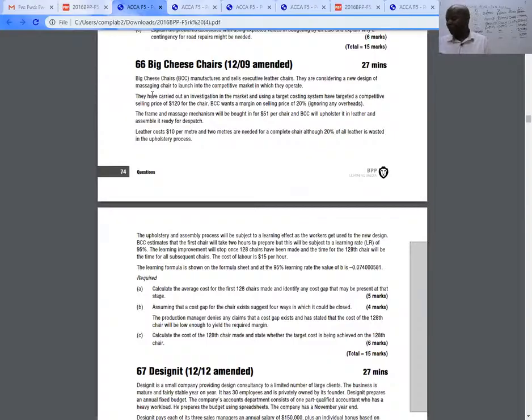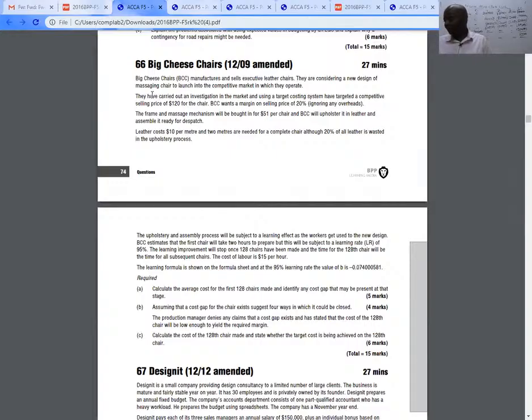The cost of labor is $15 per hour. The learning curve formula is shown on the sheet. You know, ACCA, they don't want you to cram formulas. They always give you the formulas, but CPA, you have to cram the formulas. So the learning formula is shown on the formula sheet, and at the 95% learning rate, the value they will even give you.